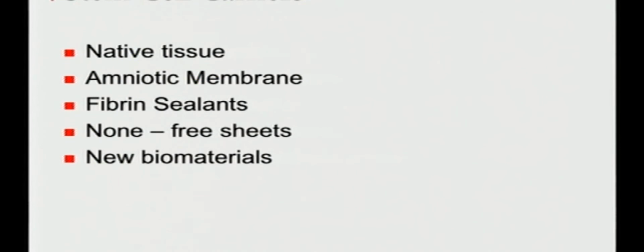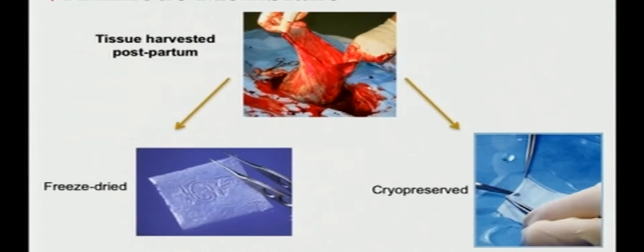But one thing I like to focus on is the carriers. How do we move the stem cells from the dish, or even when we're doing SLET procedures, how do we provide them with a suitable substrate on which to grow and thrive? Native tissue is certainly used, and it's the SLET, and also the keratolimbal grafts, but amniotic membrane, of course, fibrin sealants have been used, freeze sheets, and of course new biomaterials.